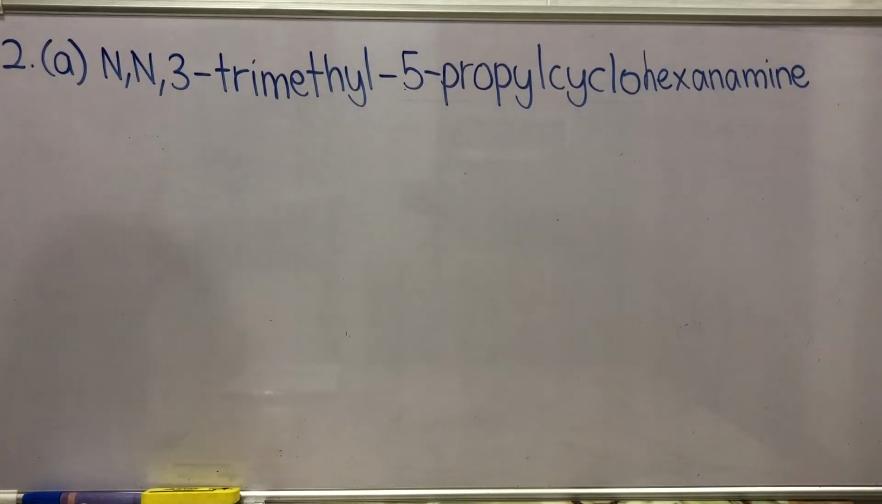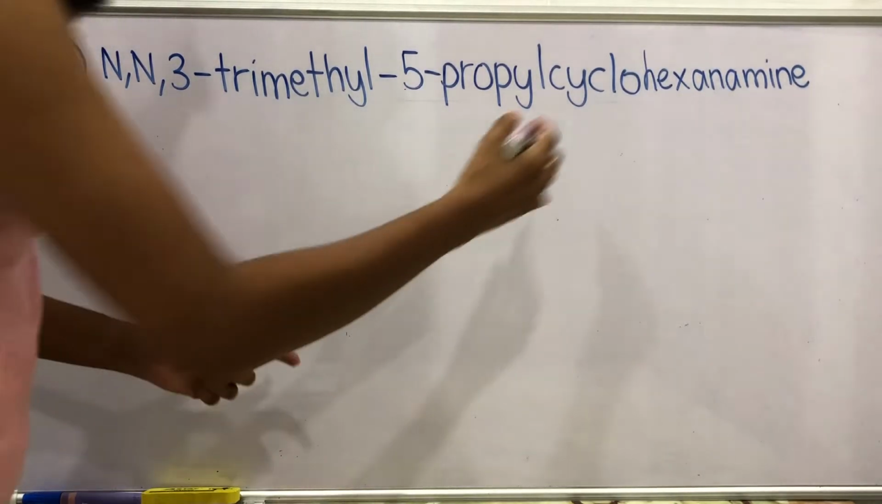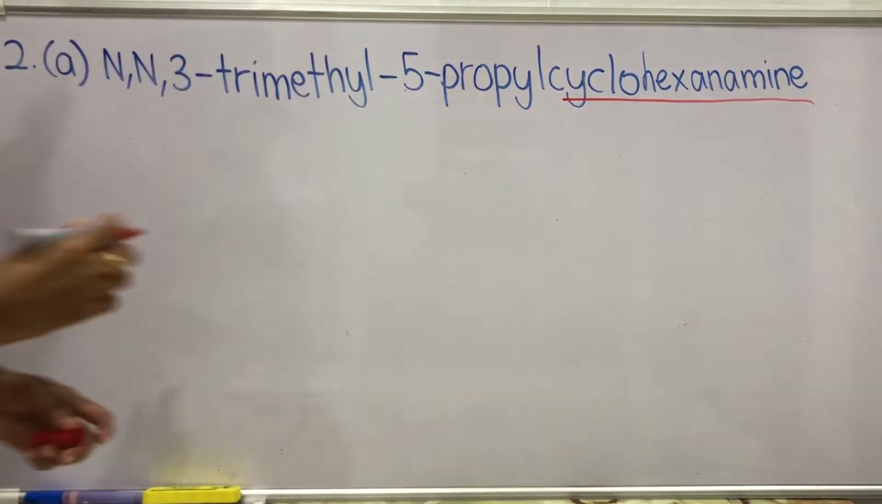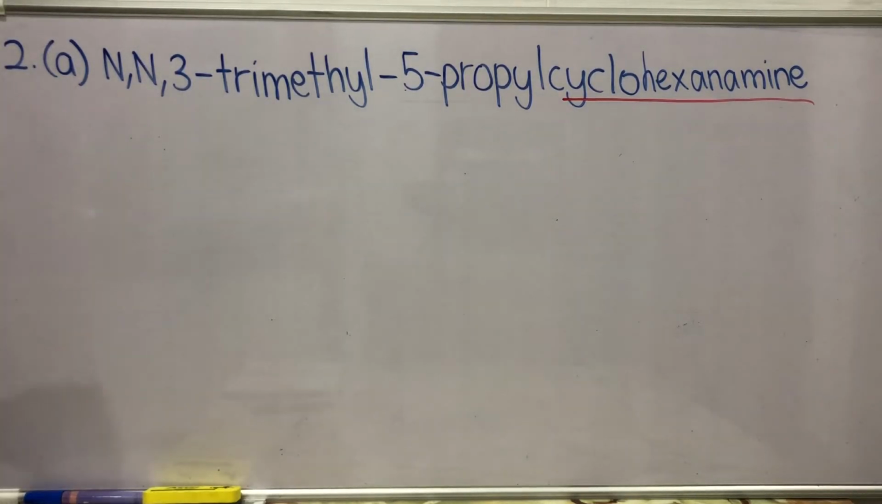Alright, now that we are ended with question number 1, let us look at the next question, number 2. Draw the structures for the following compounds. So here we have part A, the given name is N,N,3-trimethyl-5-propyl cyclohexanamine. Therefore, the parent name is cyclohexanamine. So we will draw out the cyclohex.